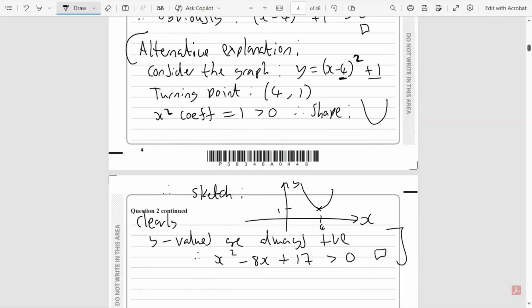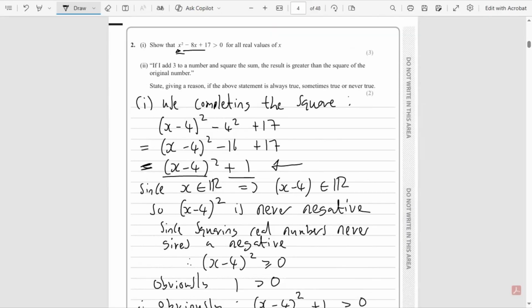Great, so that's part 1 done. Let's go to part 2. So we've got a quotation here. If I add 3 to a number and square the sum, the result is greater than the square of the original number. State, giving a reason, if the above statement is always true, sometimes true, or never true.